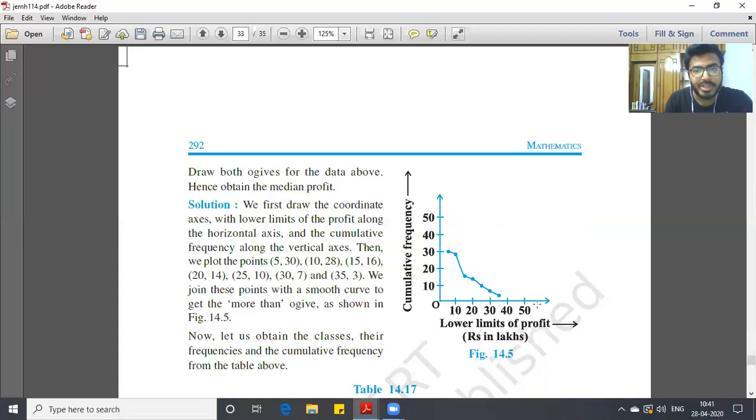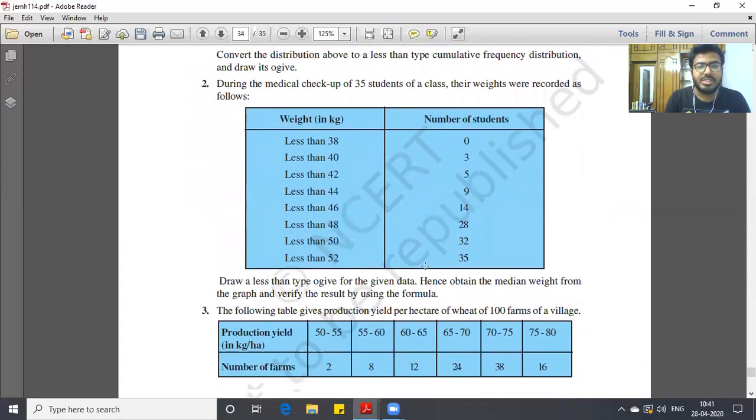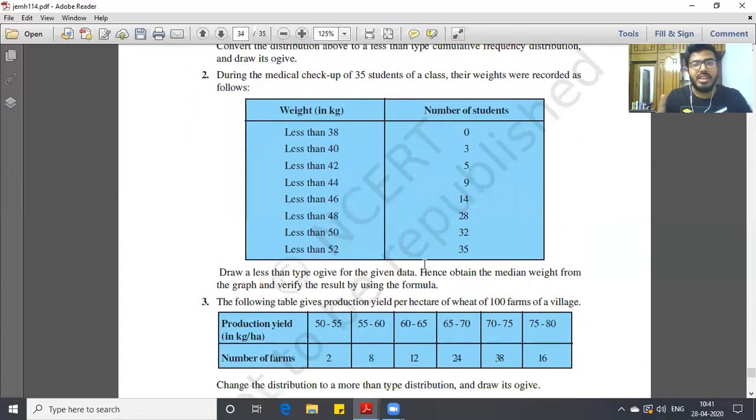Lower limit or upper limit, and in the cumulative frequency, the y-axis will always be the cumulative frequency. Now first we will go to the second question. Remember one thing: whatever class is given, you have to arrange it in either the less than type or the more than type.